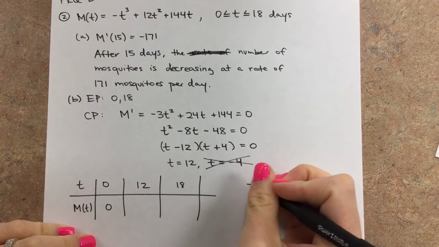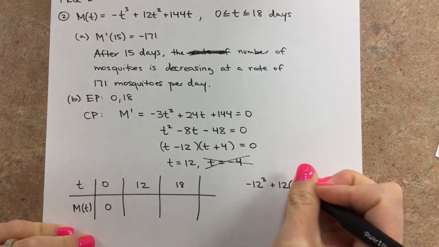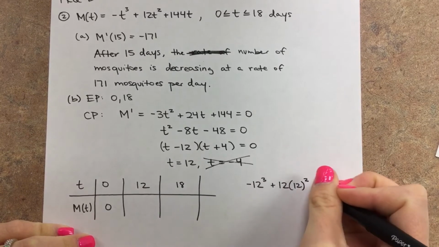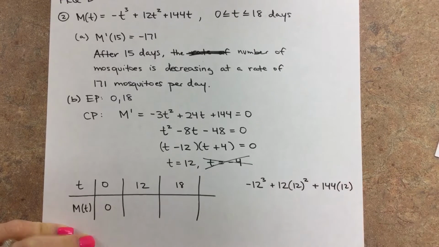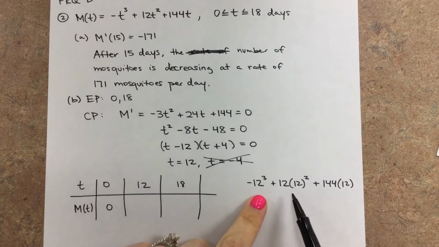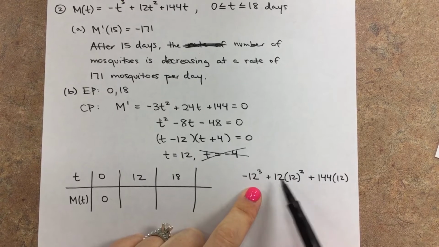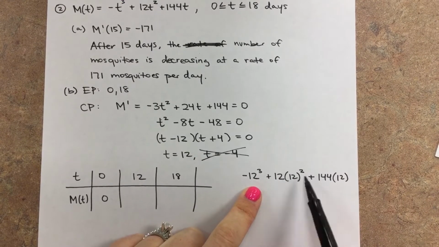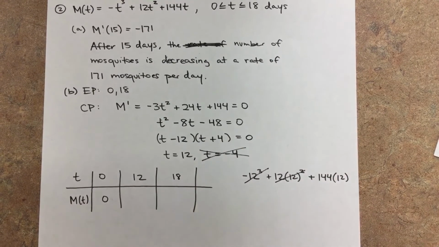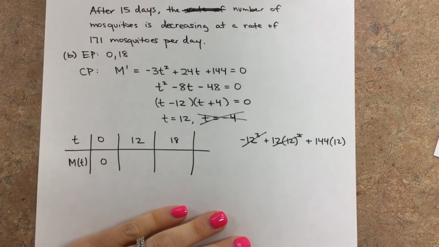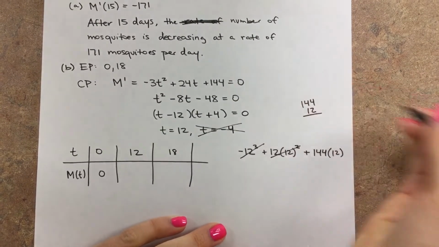So we have negative 12 cubed plus 12 times 12 squared, and then plus 144 times 12. So we're having some great times here. Now, here is one thing that I want you to notice, and this is a beautiful thing. We've got a negative 12 cubed, and then this is 12 times 12 squared, which is also 12 cubed. So negative 12 cubed, positive 12 cubed, we only have to worry about the 144 times 12. So no calculator means that I am freehanding this.